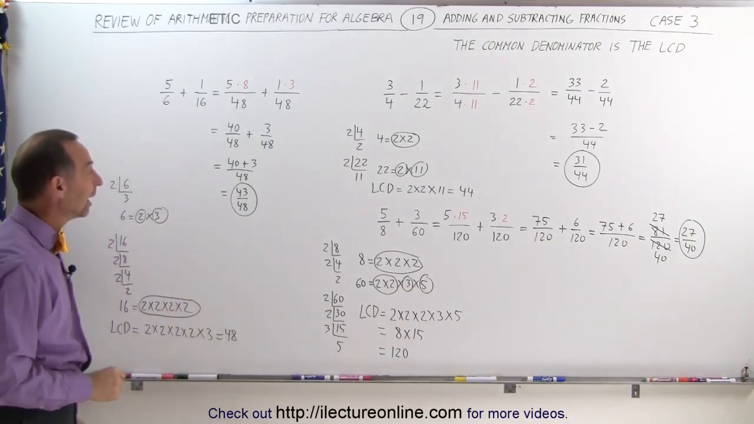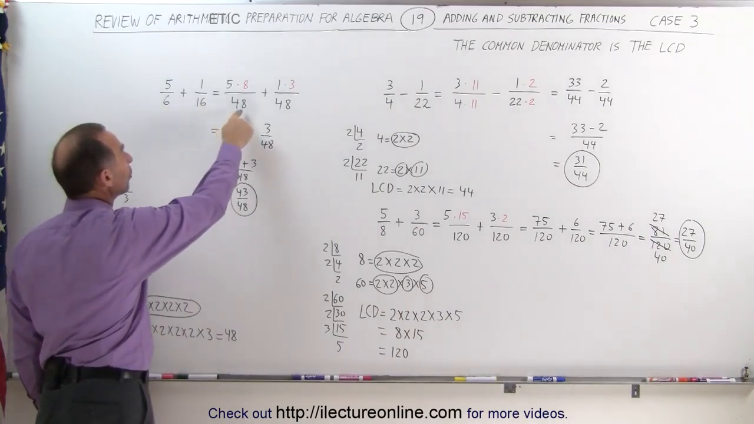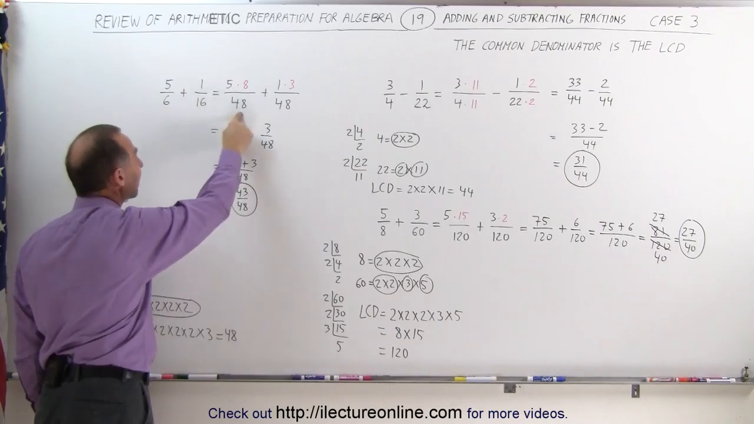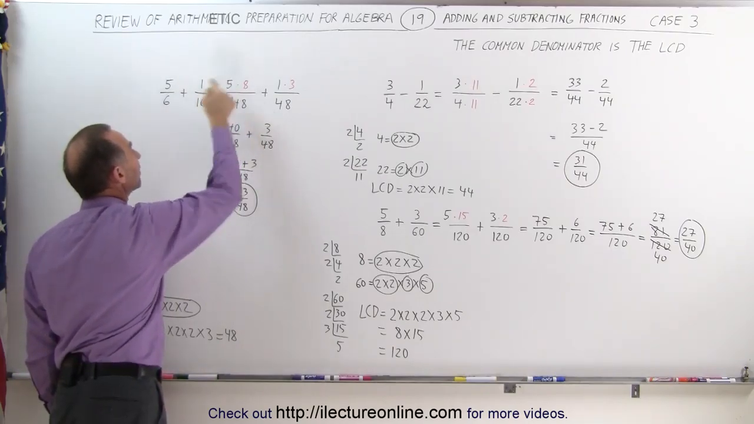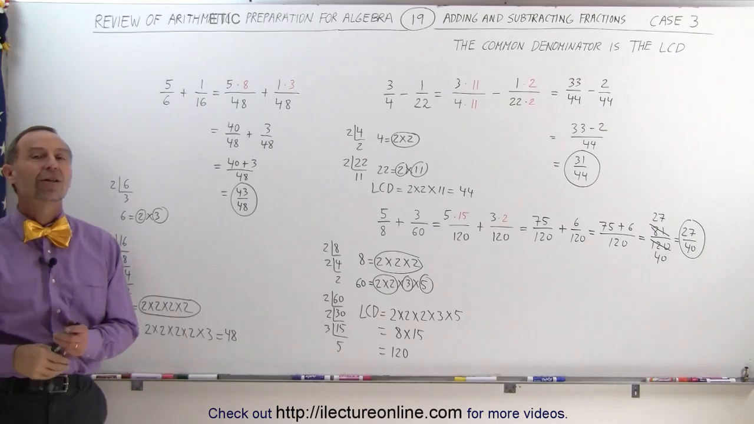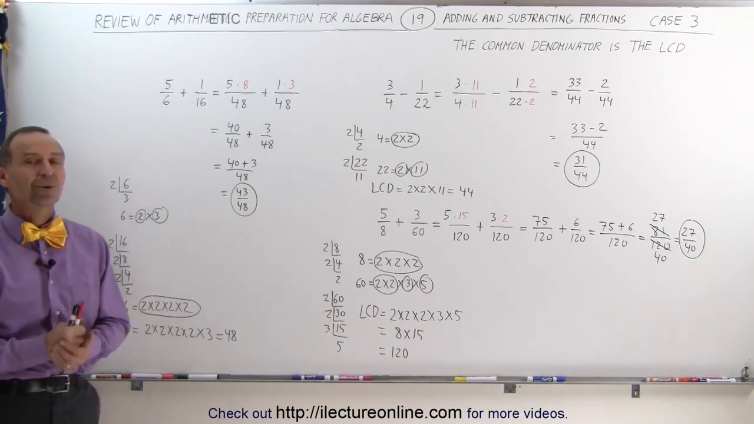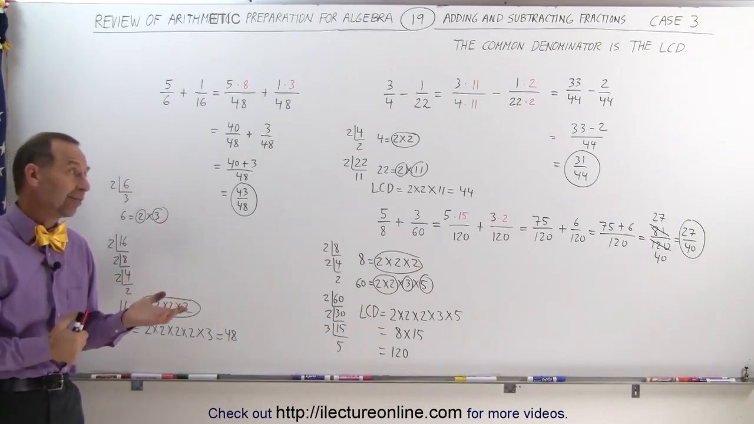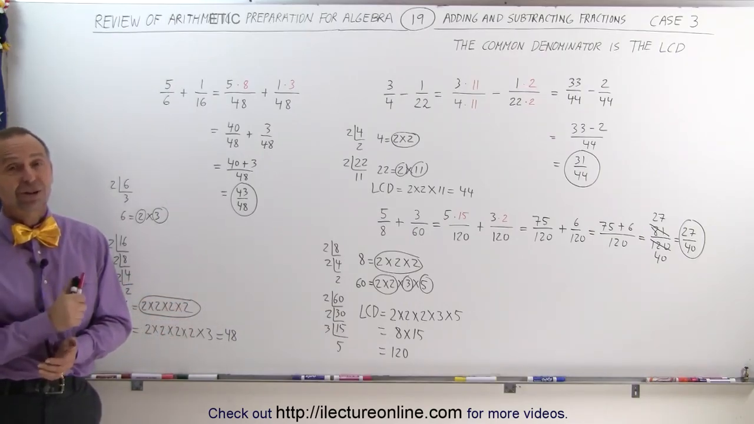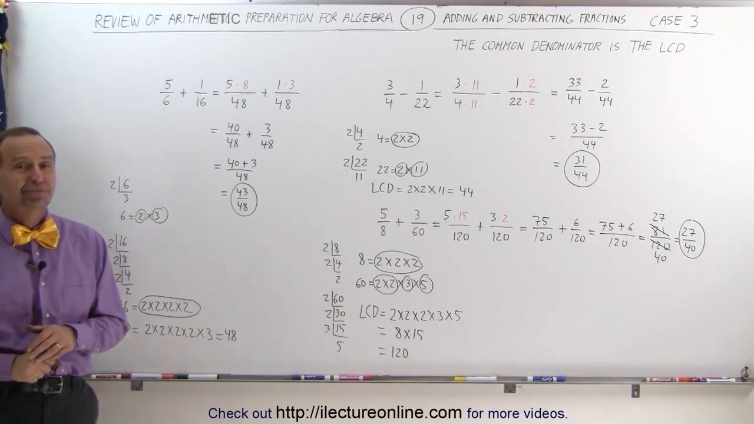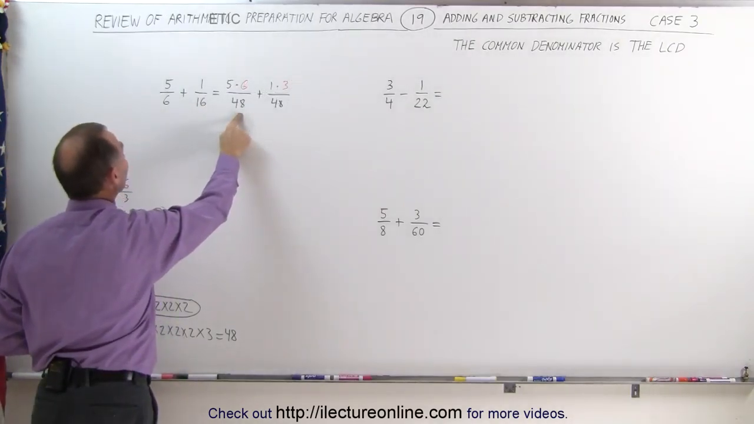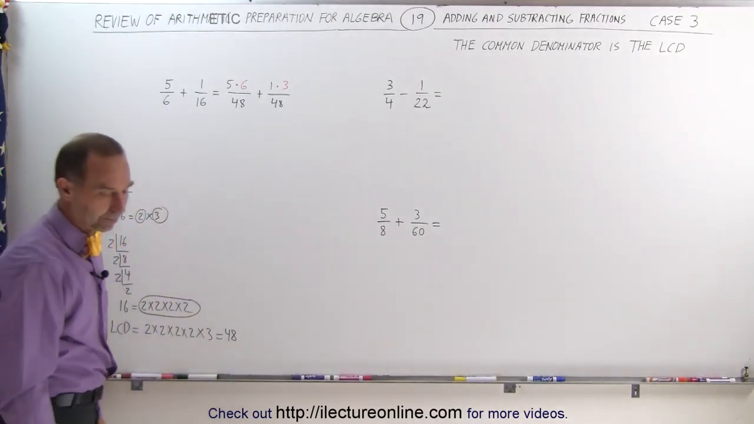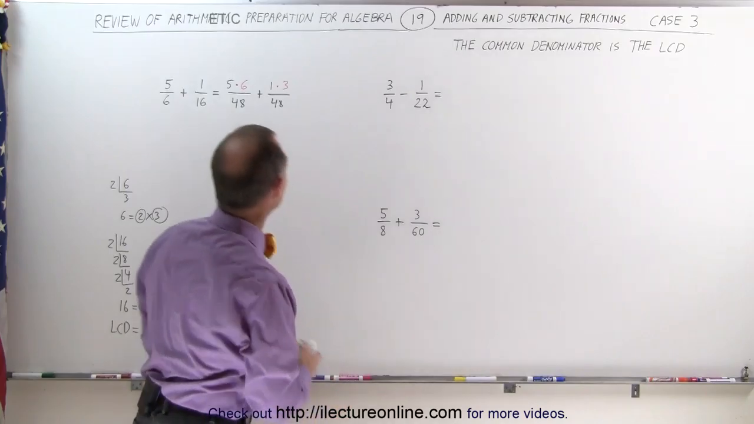Again, the technique is to find the lowest common denominator. You find all the factors of the two denominators. You then find the lowest common denominator by multiplying the greatest number of each factor that you can find. And then you change the denominators to the new lowest common denominator. You find out what number you had to multiply the denominator with to get that denominator. And you multiply the numerator by the exact same number. And that's the third technique of case number 3. When we add or subtract fractions, that's the technique you're going to have to follow if the denominators are not the same.